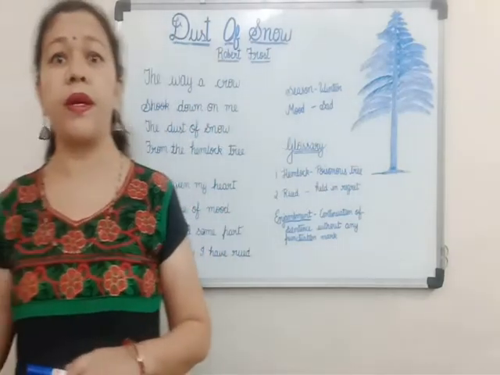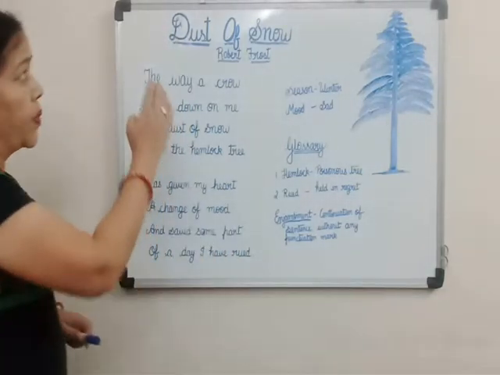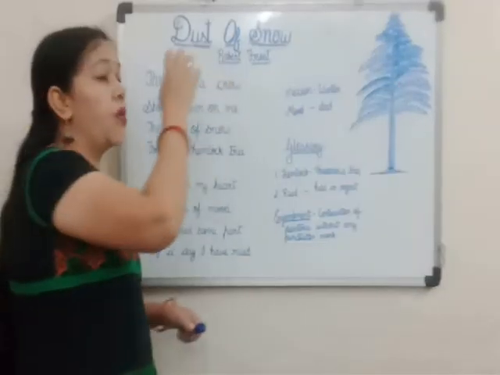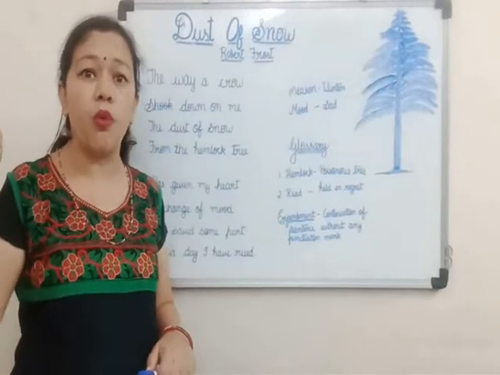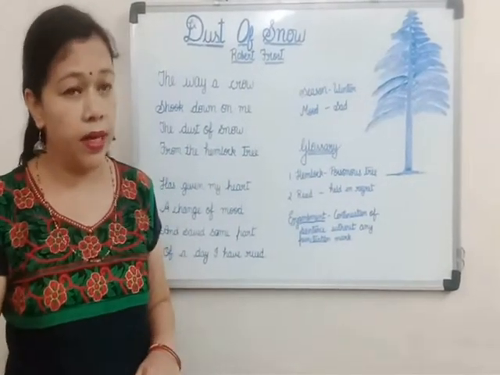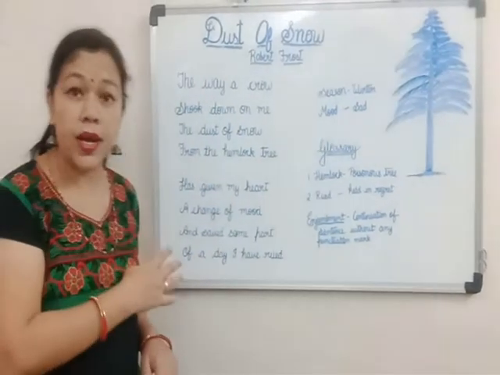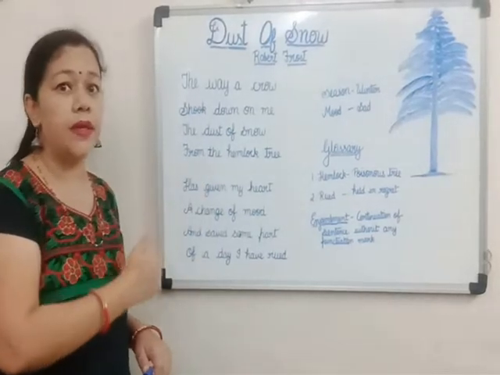Today I am going to explain the class 10th poem Dust of Snow. It is written by a very famous American poet, Robert Frost. Dust of snow here means snow which is in very small particles, smaller and lighter than dust. It is a very short poem, students. It has only 2 stanzas with 4 lines each.